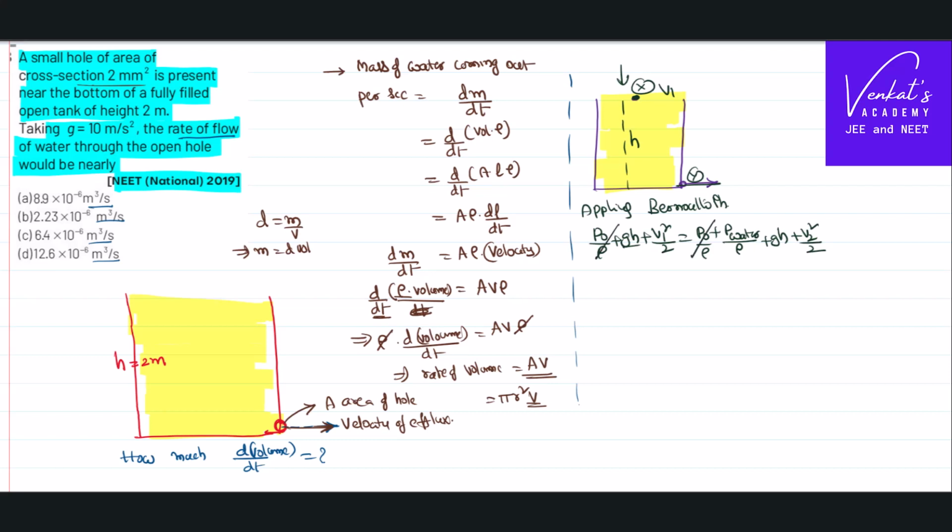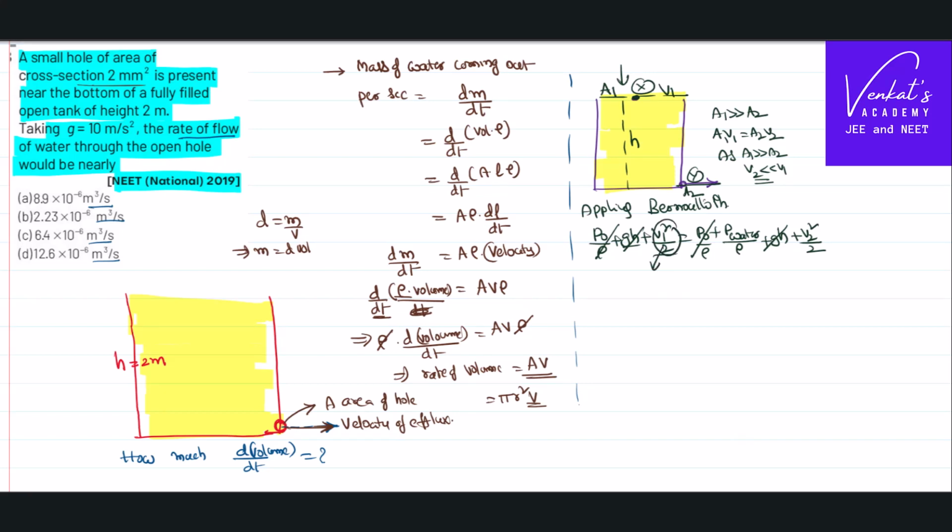P naught by rho is the same, gh by the same, and as per the equation of continuity, this area is A1, this area is A2. A1 is very much greater than A2. A into V is constant, A1 V1 equals A2 V2. As A1 is very much greater than A2, V1, the velocity on the top, is very much less than V2. So, because the area on the top is large, automatically V1 is very much less than V2.